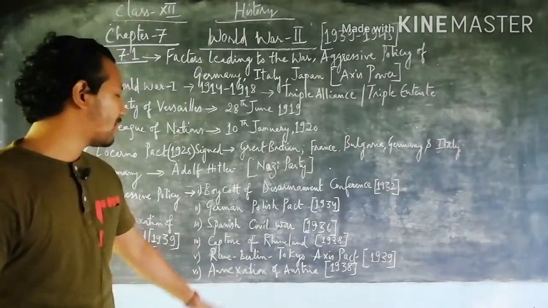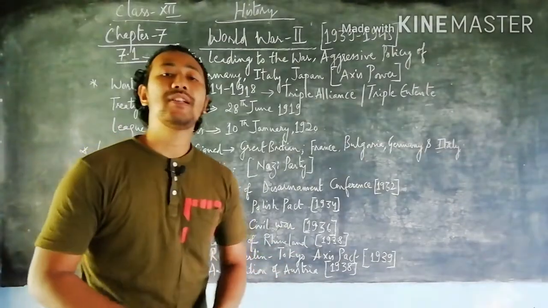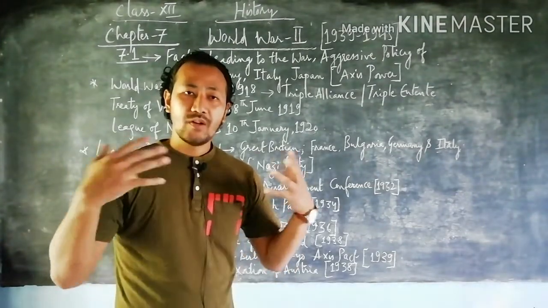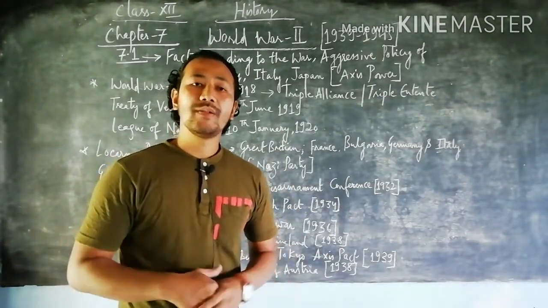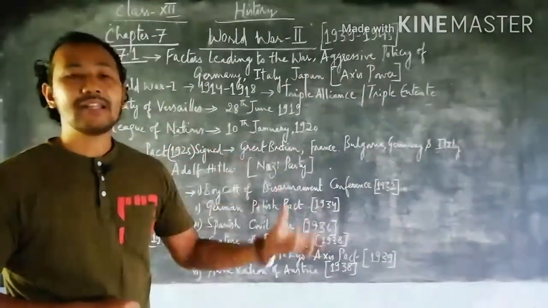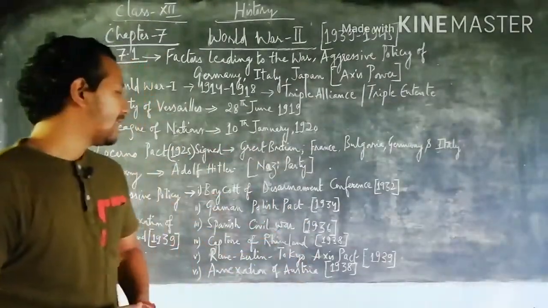Next, number 4, we talk about the capture of Rhineland in 1938. Rhineland mainly refers to the valley where coal was being produced in huge amounts, and how that was taken by Germany in 1938.